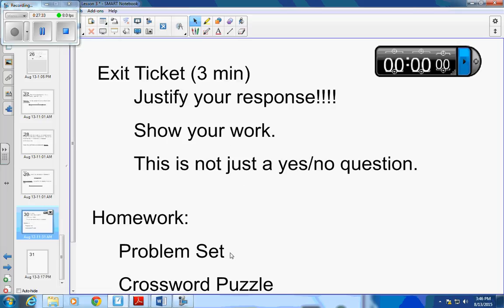And then for homework, you're going to do the problem set, and you should have a crossword puzzle with the vocabulary from this section, making sure you're keeping up with your vocab.